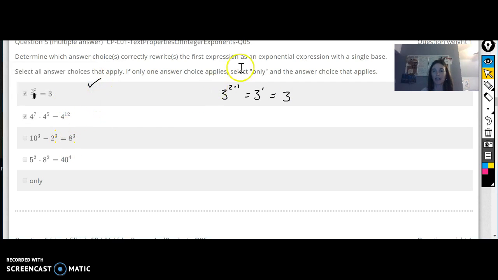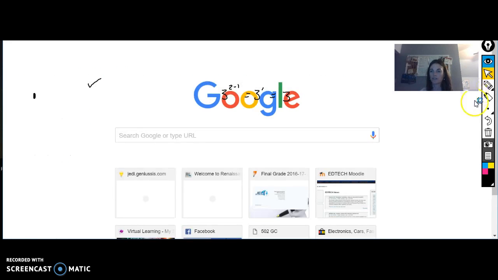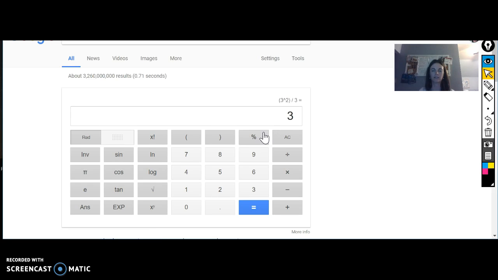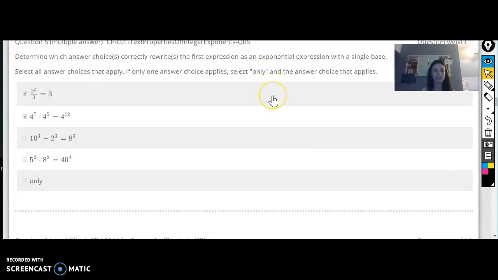All right, I want to show you a really cool trick. If I go to Google and I type in 3 squared over 3, I get 3. And so you can actually check the math on these really easily, and I definitely encourage you to do that, especially when they get even more difficult. Okay, so let's look at the next one.